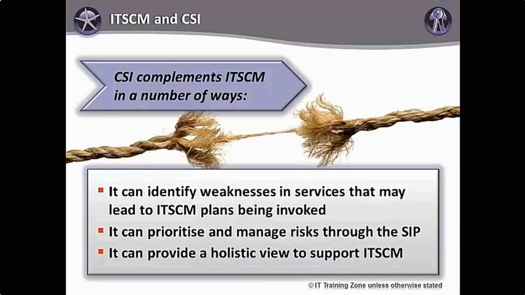Continual service improvement complements ITSCM in a number of ways, as you can see on screen here. Firstly, it can identify weaknesses in services that may lead to ITSCM plans being invoked. These can then be prioritized and managed as part of a service improvement plan. CSI can also provide a holistic view to support ITSCM. For example, an uninterruptible power supply installed for one service may be able to support additional services, reducing risk across the organization.